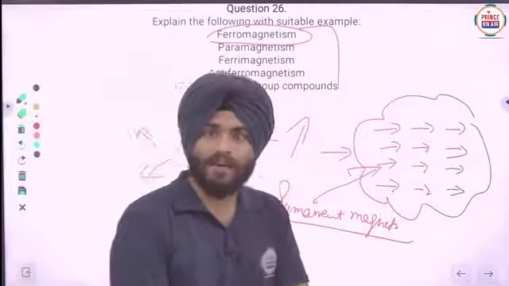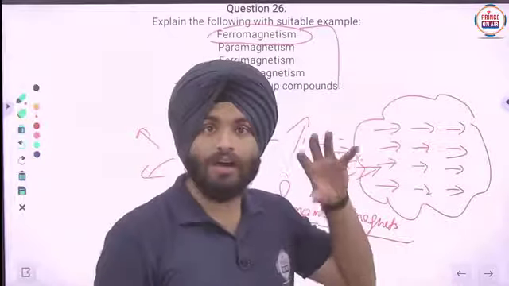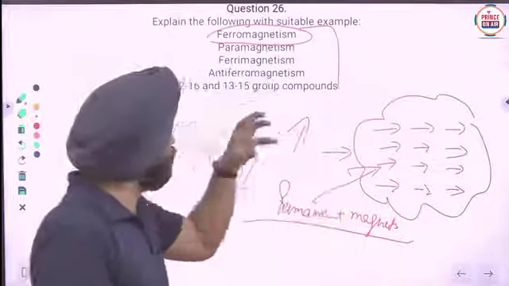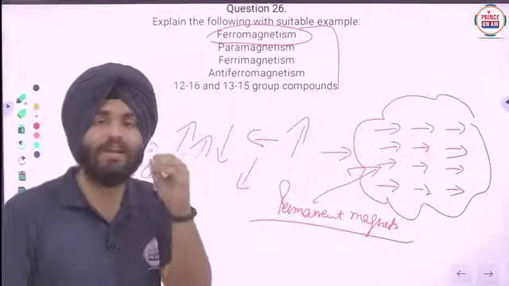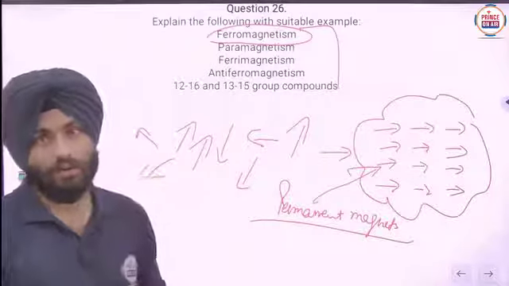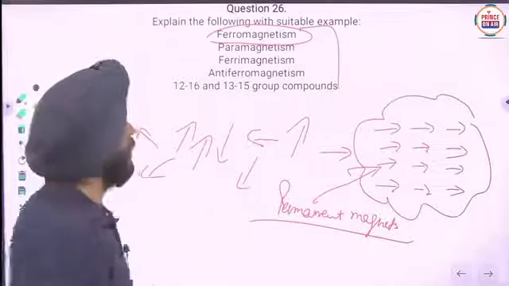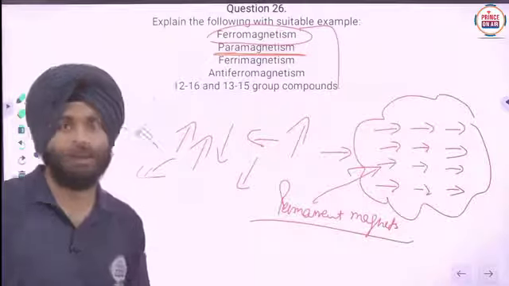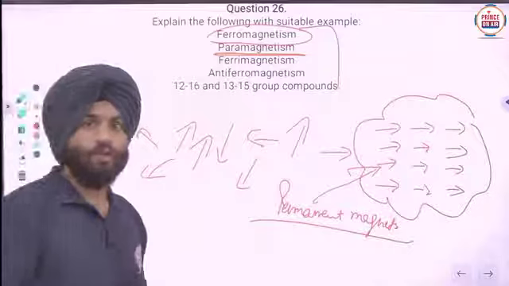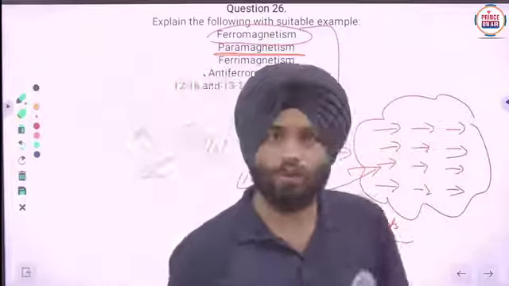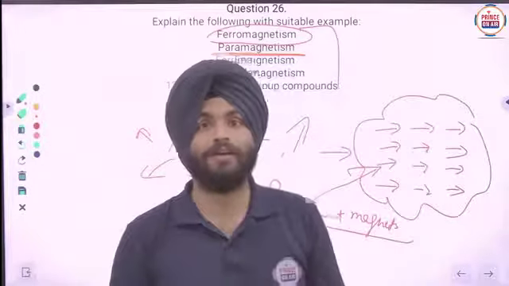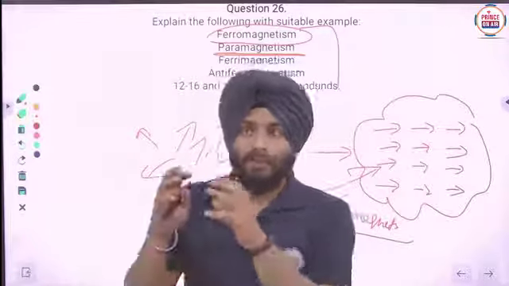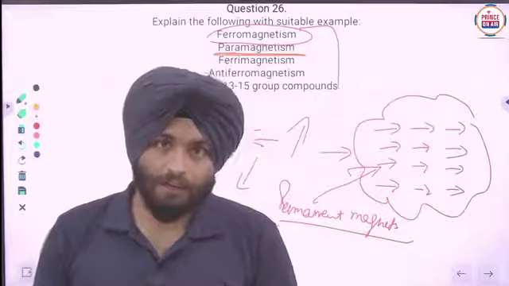Paramagnetism is the effect which occurs in those substances which have unpaired electrons. Okay, those have unpaired electrons. Clear? So if one or two unpaired electrons are there, then it will show paramagnetism, and in paramagnetism they are a little bit attracted towards a magnetic field. Okay.